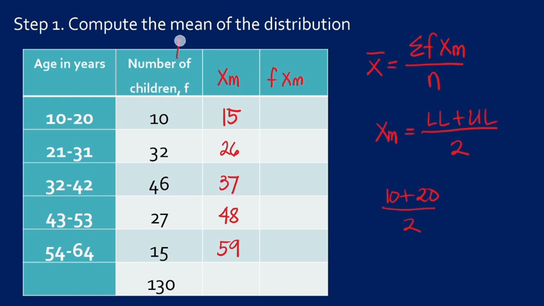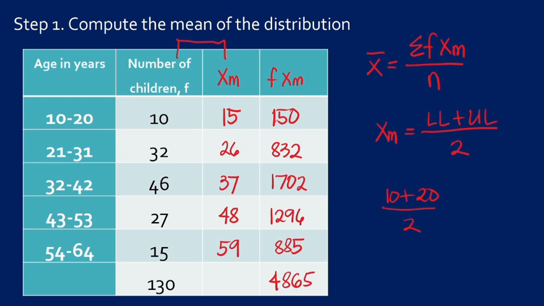The next step is to get the product of f and xm. So we simply multiply the second column and the third column. So 10 times 15 is 150. 26 times 32 is 832. 46 times 37 is 1702. 27 times 48 is 1296. 59 times 15 is 885. Now we get the sum of f times xm. So we have here 4865.